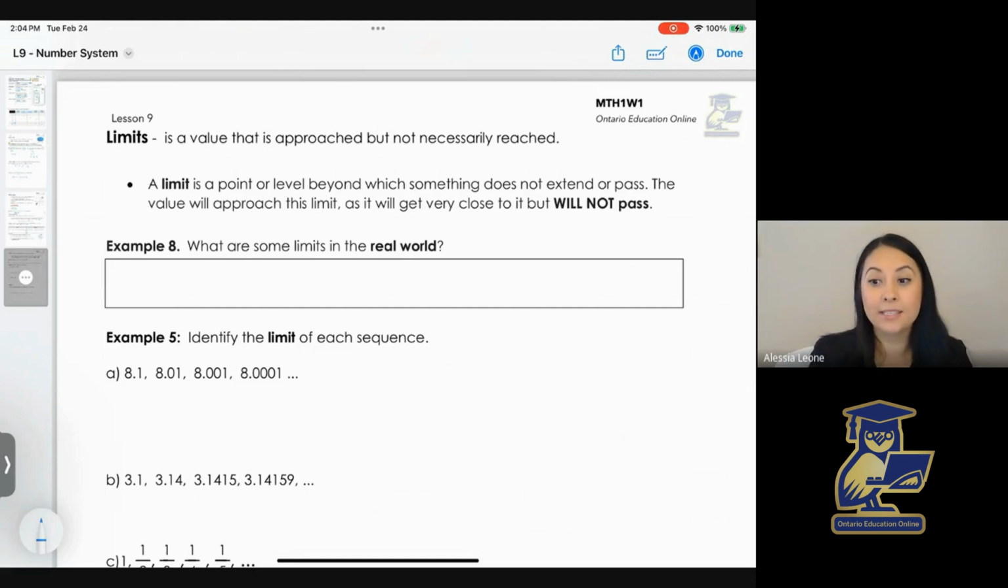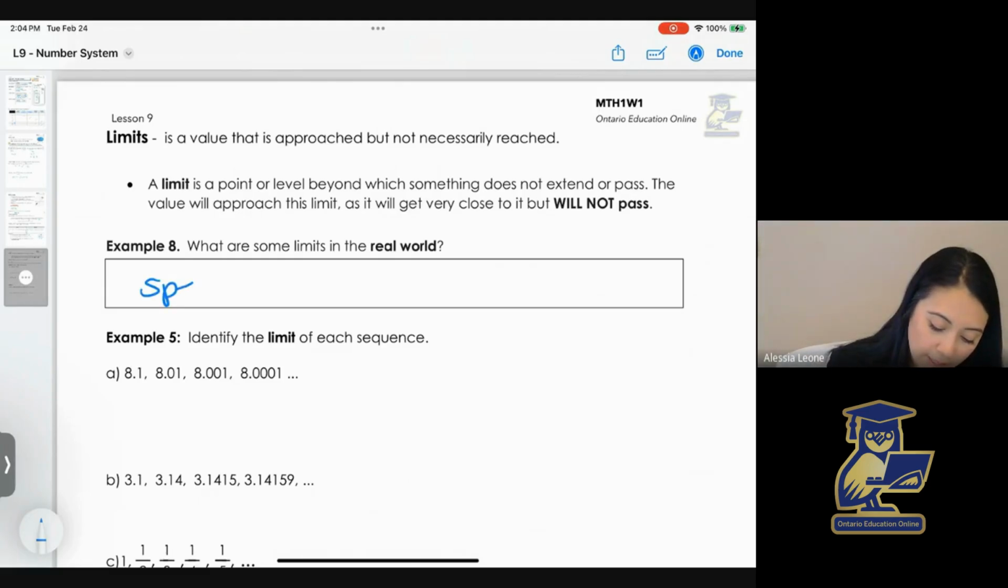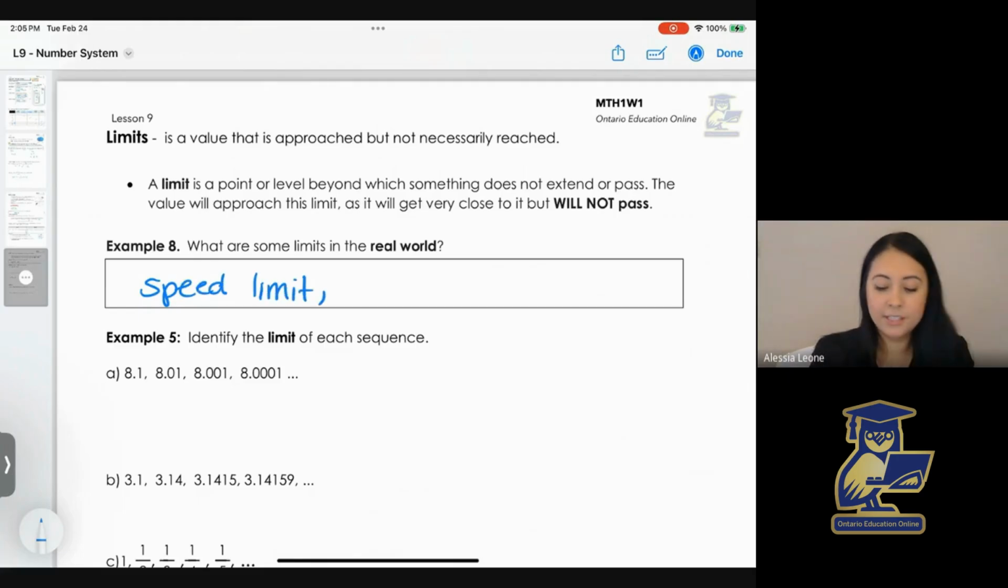An example is a speed limit. We can get close to the speed limit. The intent is not to pass the speed limit. If the speed limit is 80, we're getting close to 80. Once you hit 80, you're stopping. Another example of a limit is a fuel tank. When you're filling up your gas, the gas can get close to the top. You can fill it halfway, 3/4 of the way, you can fill it all the way. But once the tank is full, it will not go past.